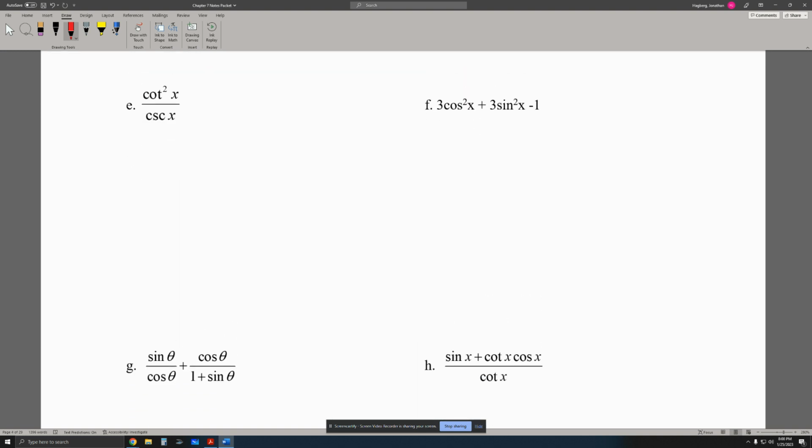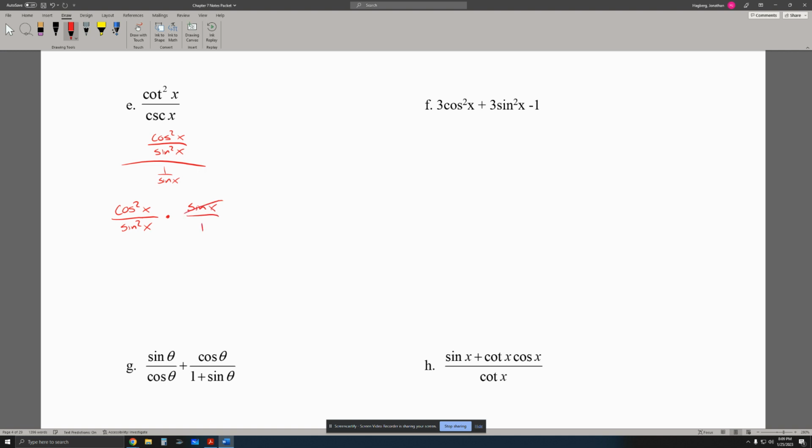Part E, we have the cotangent squared over cosecant x. I'm going to rewrite cotangent squared as cosine squared over sine squared. And then cosecant, I'm also going to rewrite as 1 over the sine. Okay. By the way, I like to make my fraction bars nice and big so that I know which quantity is being divided by which. It helps me organize my division here. Okay, so because I'm dividing by a fraction, we can multiply by the reciprocal. So cosine squared x over sine squared x times the reciprocal sine x over 1.